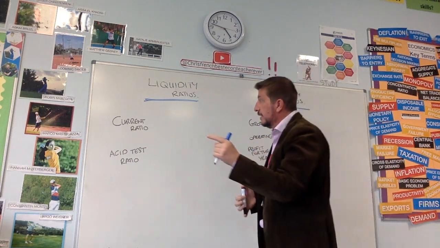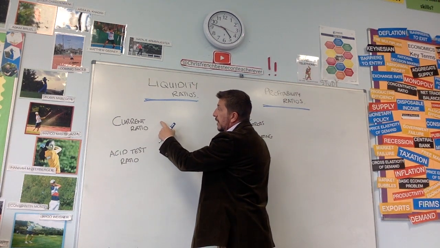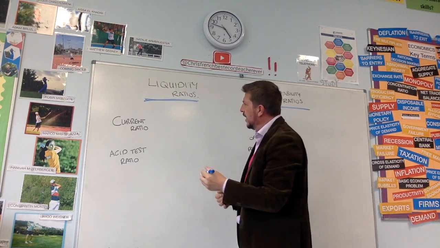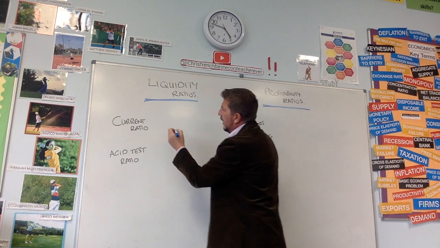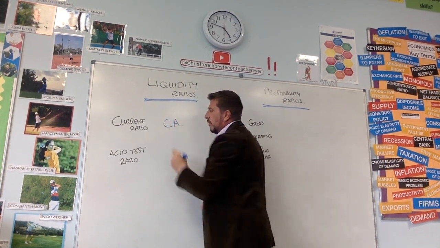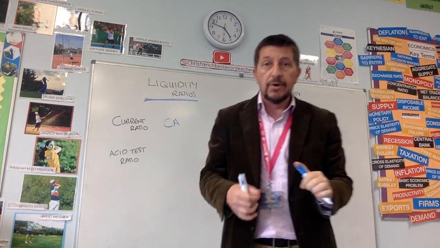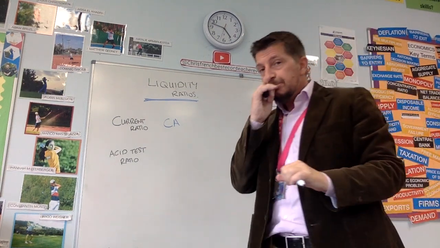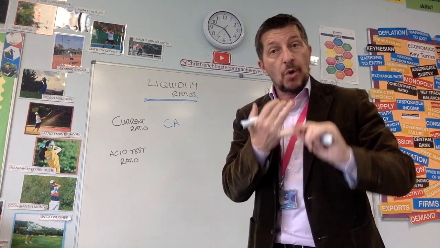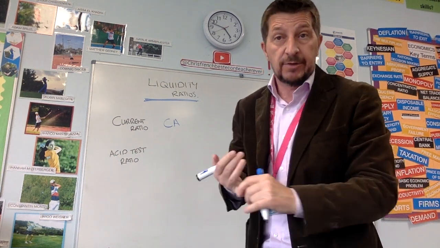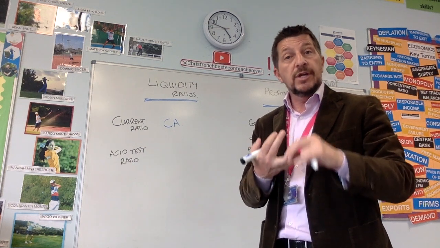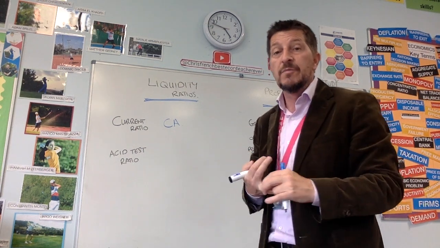So we're going to take two figures from our statement of financial position. We're going to look at what our total current assets are. Now, current assets are things that you own that are of value. That's what an asset is. And when we say current, we mean you're only going to keep it for less than 12 months.